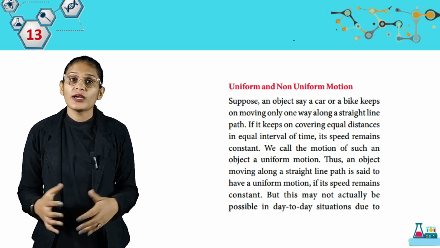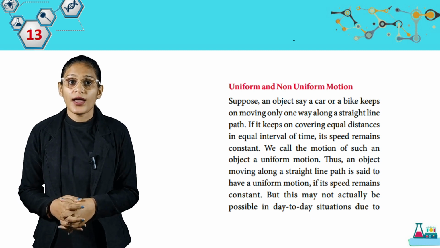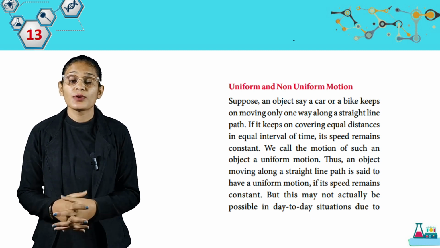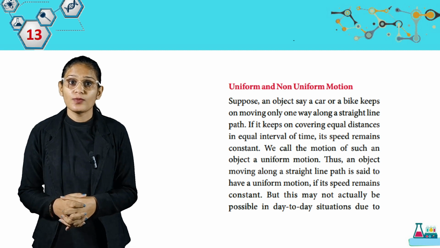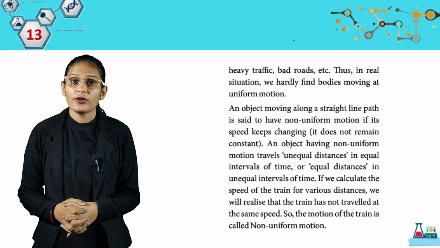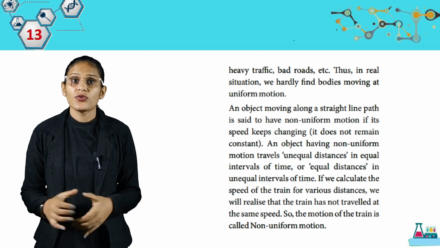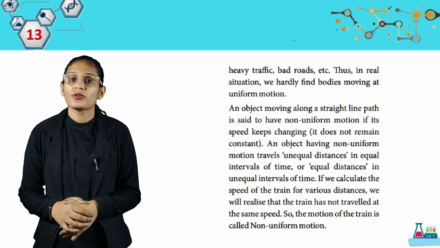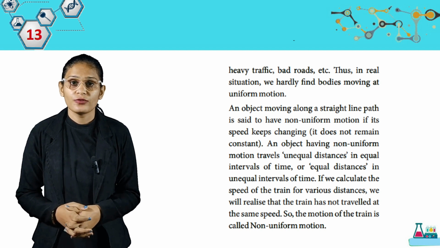Thus, an object moving along a straight line path is said to have a uniform motion if its speed remains constant. But this may not actually be possible in day-to-day situations due to heavy traffic, bad roads, etc. This is the real situation. Thus, in real situations, we hardly find bodies moving with uniform motion.